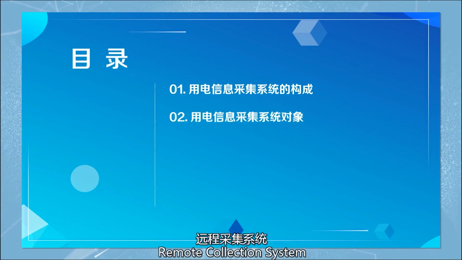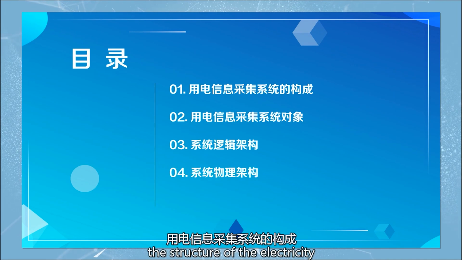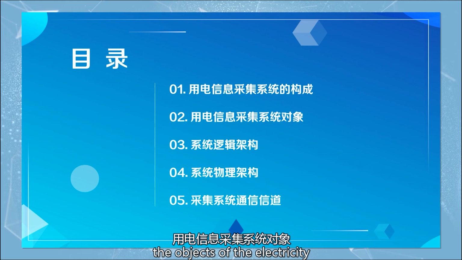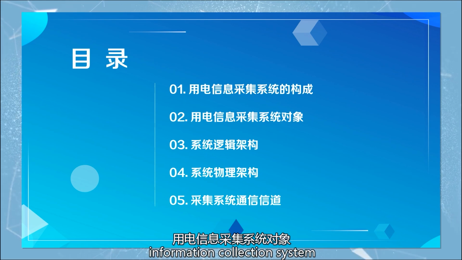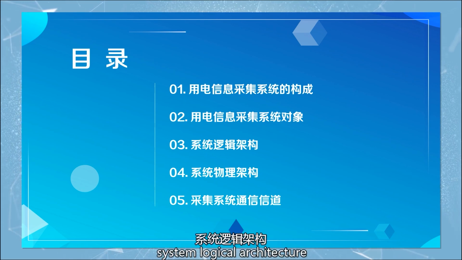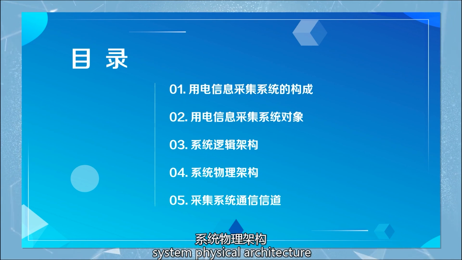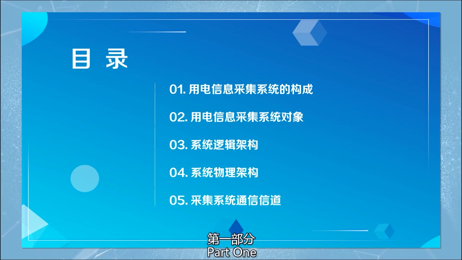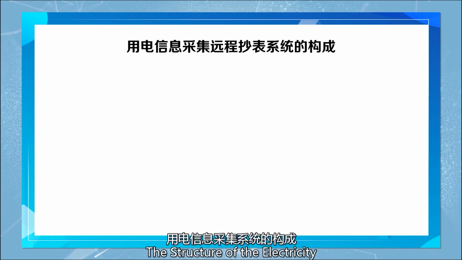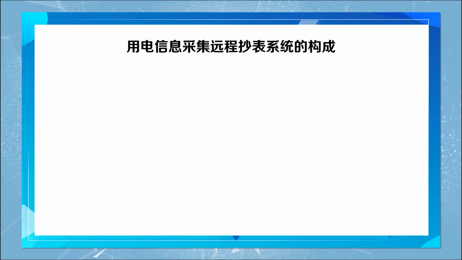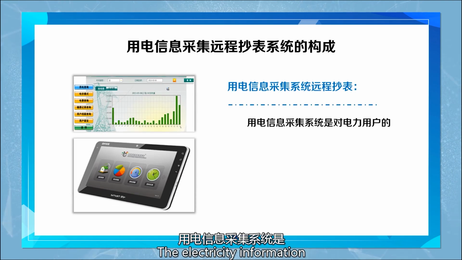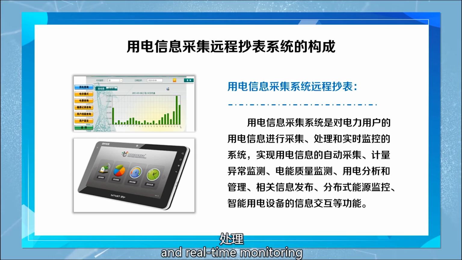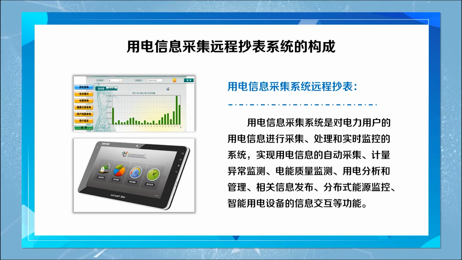The remote collection system mainly includes five aspects: the structure of the electricity information collection system, the objects of the electricity information collection system, the system logical architecture, the system physical architecture, and the collection system communication channels. Part 1. The structure of the electricity information collection system. It is a system for collecting, processing, and real-time monitoring of electricity information.